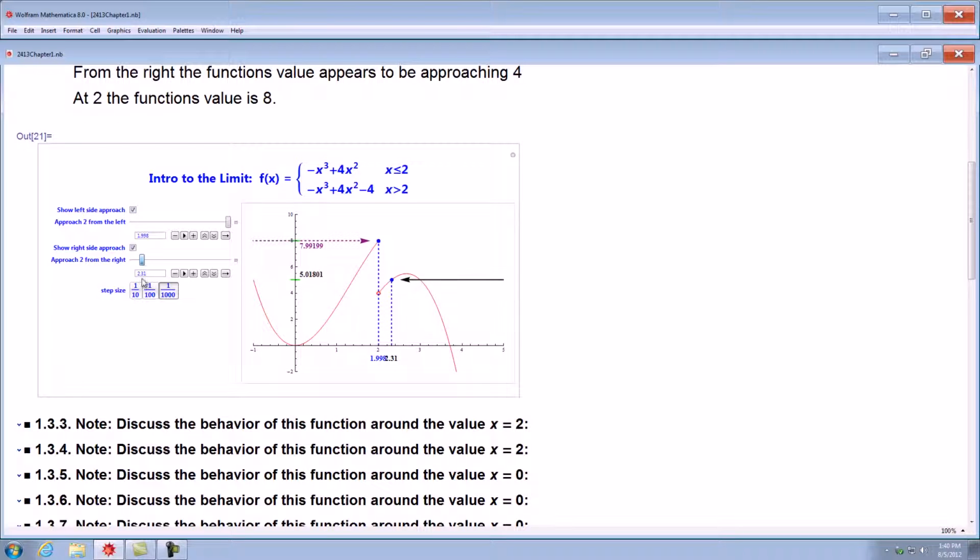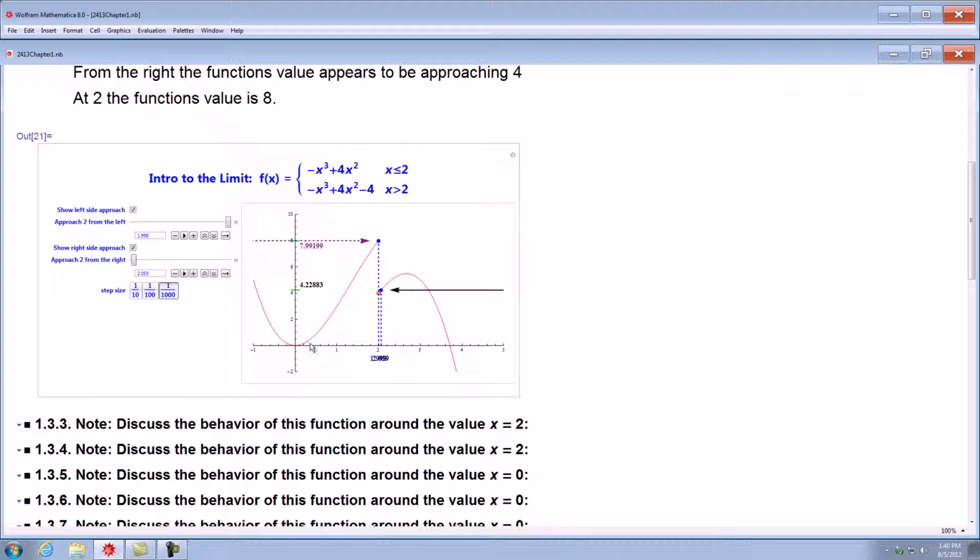Now look what's happening here. From the right side as I approach 2, you can't really see it there real well, but as I'm approaching 2 from the right, my y value is not approaching 8. It's approaching this down here. So let me go a little finer here. So you can see I'm starting to approach 4, it looks like. And as I go even finer, you can see here that my y value appears to be approaching 4.